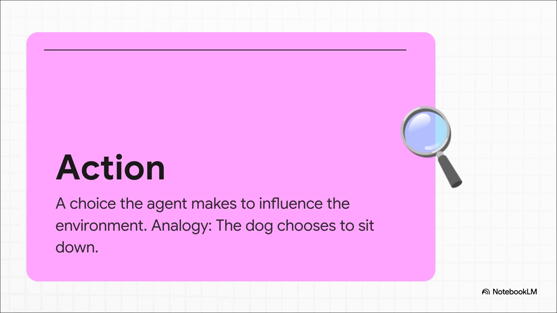Now what? It has to do something. It takes an action. An action is any choice the agent can make that might change the environment. So after hearing sit, our dog has a bunch of actions it could take. It could sit, sure, but it could also just lie down or bark or just totally ignore you and wag its tail.